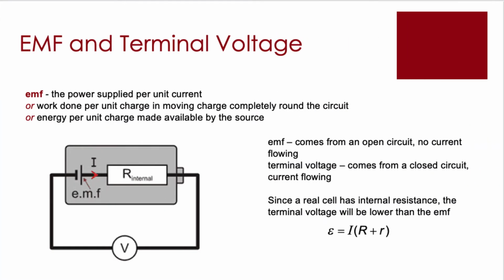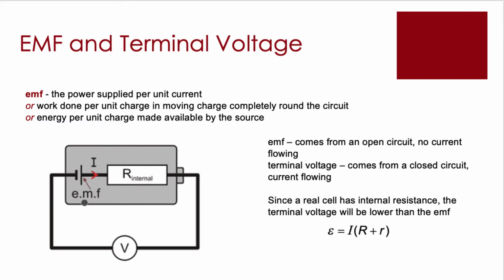Okay, so let's also remind ourselves about the difference between EMF and a terminal voltage. The EMF, and I've got 3 different possible definitions here: the power supplied per unit current, or the work done per unit charge in moving a charge completely around the circuit. That's the one I usually use. Or the total energy per unit charge made available by the source. That's another one that's really good to use.